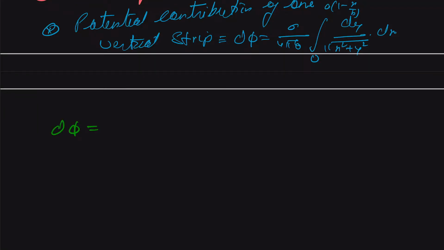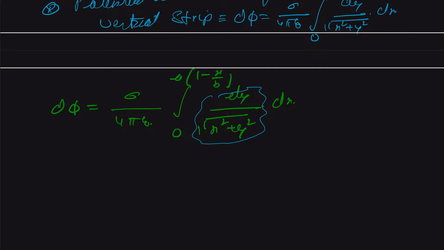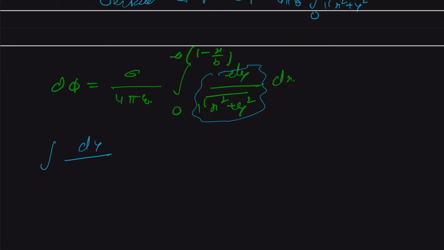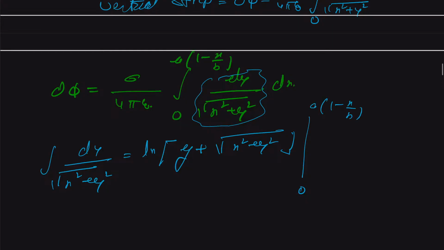So we get d phi will be equal to charge density upon 4 pi epsilon naught, integration from 0 to a(1 minus x upon b) of dy upon the square root of x square plus y square, times dx. Now we are simply going to integrate it, and for integration let us focus first on this part. The integration of dy over the square root of x square plus y square is quite straightforward, that will be equal to natural log of y plus the square root of x square plus y square, and we have the limits also. The limits are from 0 to a(1 minus x upon b).